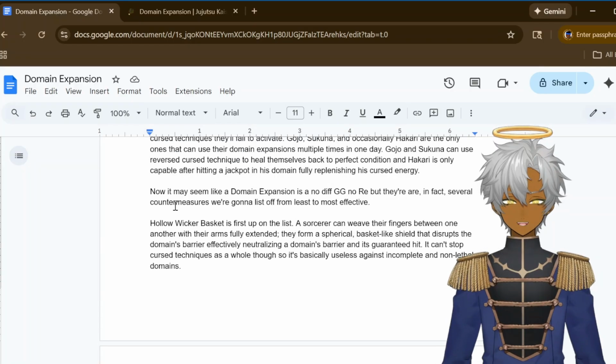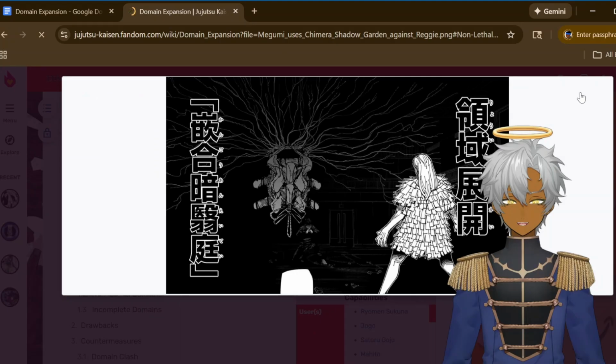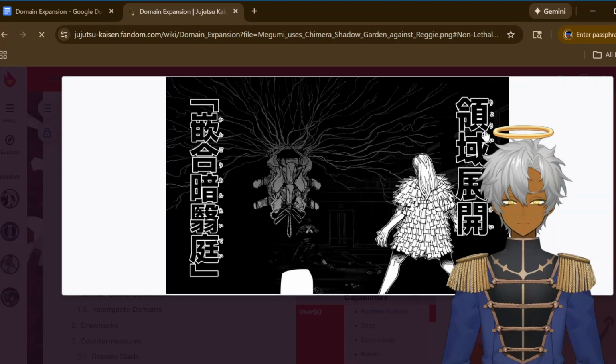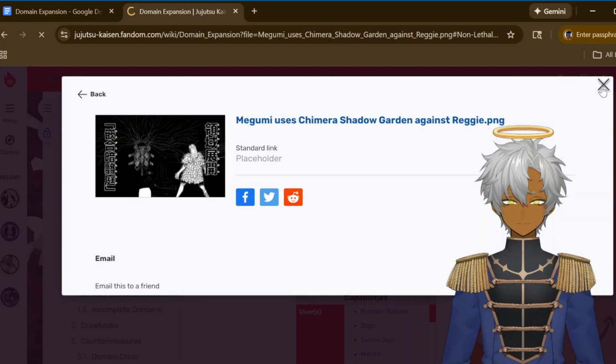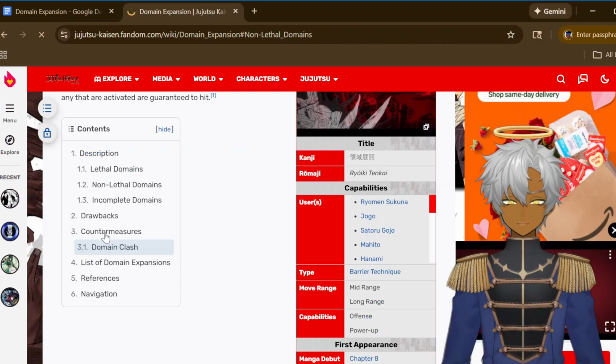So moving on, it says, now it may seem like a domain expansion is a no-diff, GG, no re, but there are in fact several countermeasures that we're going to list off. We're going to list them off from least to most effective. So let's go look at these countermeasures.